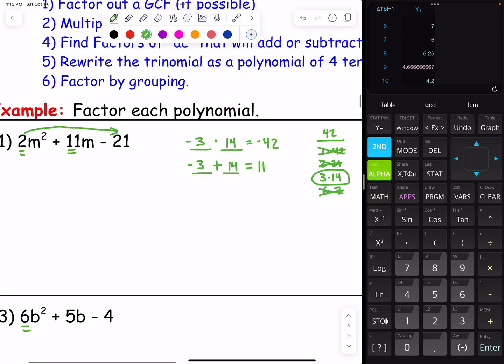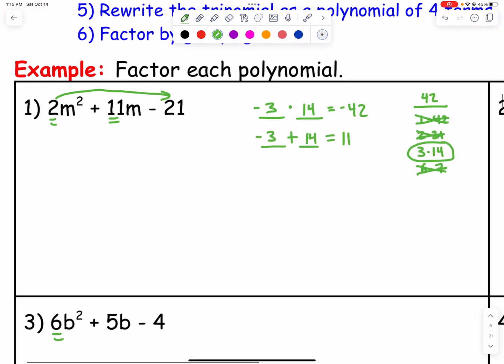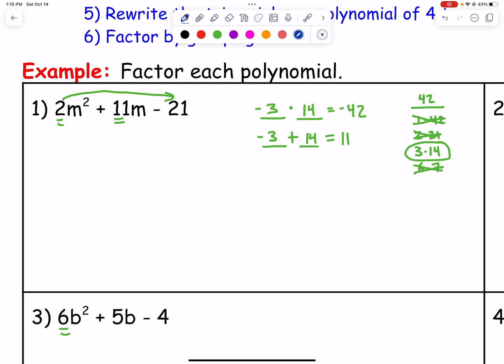So what we do next, let me move my calculator out of the way. We're going to write the trinomial as a polynomial of 4 terms. So you're going to take the 11m that you have as a b value, and you're going to use these numbers that we figured out to rewrite it. So I'm going to put 11m is now negative 3m plus 14m. So notice negative 3m plus 14m does equal 11m. So I haven't really changed what I have. I've just rewritten it in another form, which is always okay with math.